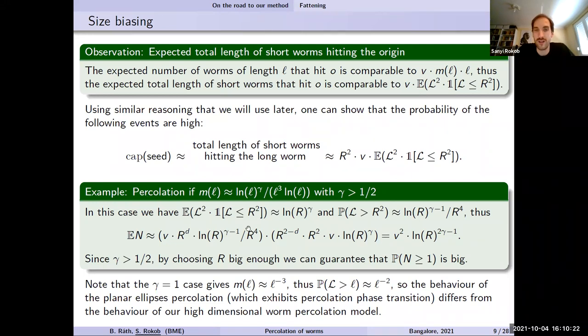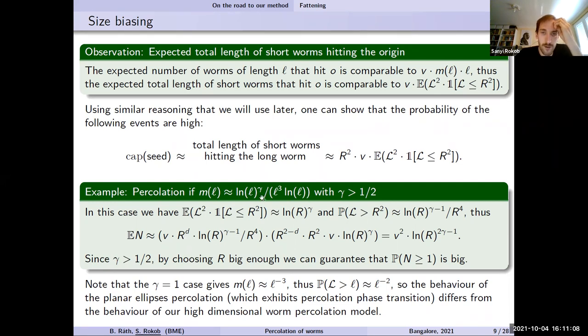If we accept this result, then we can again do the same calculations as before. The expected number of newcomers, so in the newly considered box, the expected number of long worms that hit a seed that we already defined, is comparable to this amount, this intensity squared and this logarithm. And here I didn't mention, in this case I choose another length distribution, this ML. So in this case, we can prove this approximation.